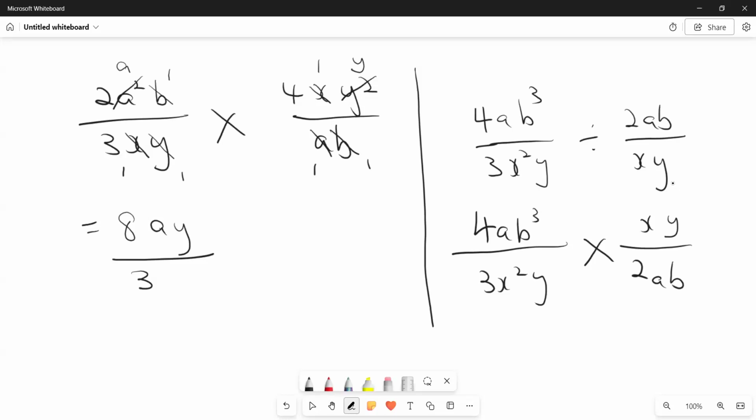2 into 4, 2. This ab can come out, this a, this b. Then the y can come out, so you end up with b squared. And the x cancels one of the x squared. So you end up with 2b squared over 3a.